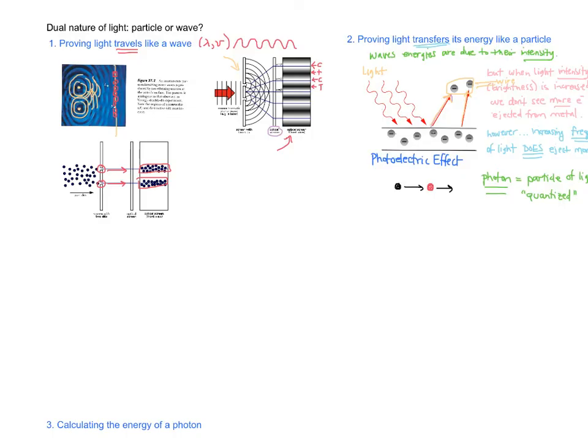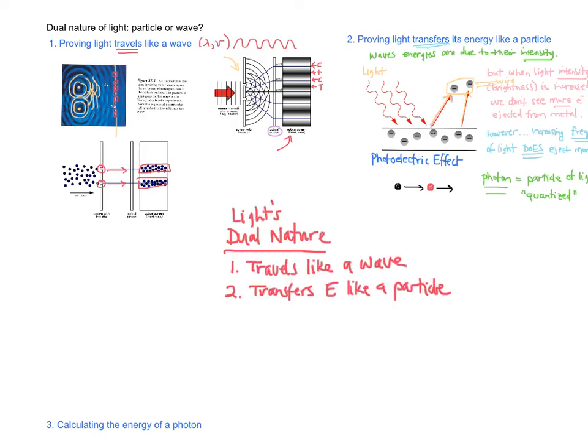So we can summarize our findings for the dual nature of light as this. It travels like a wave and it transfers its energy like a particle. All right, so let's talk a little bit about how to calculate the energy of light photons. To do that, you need this equation.